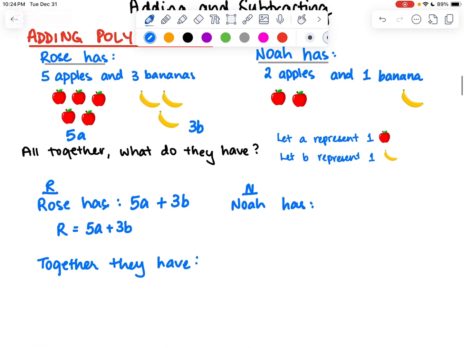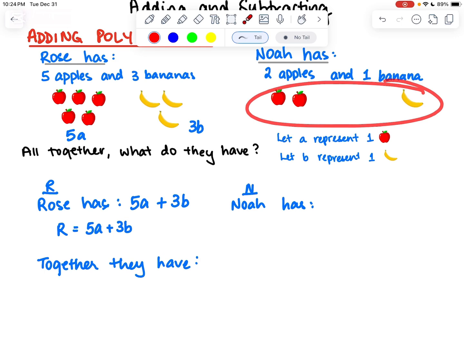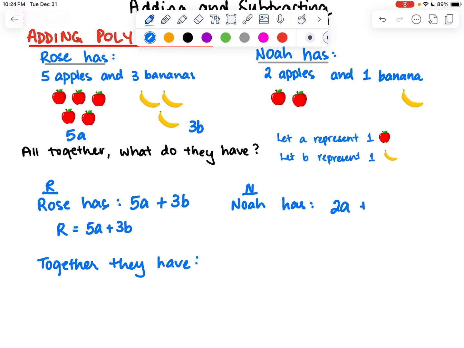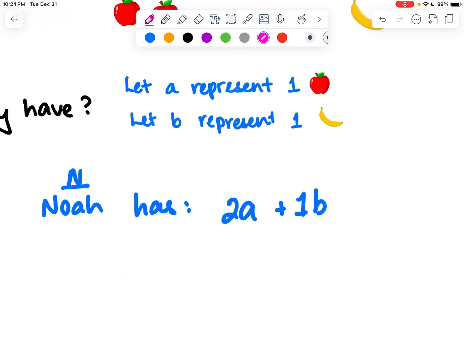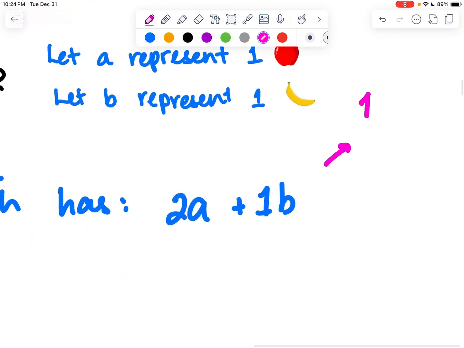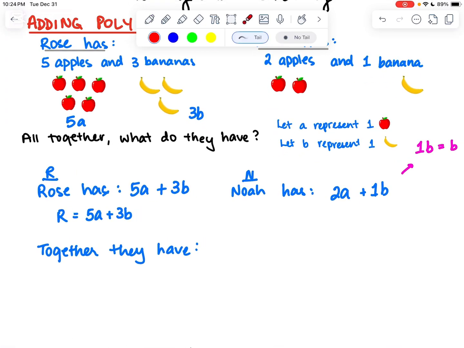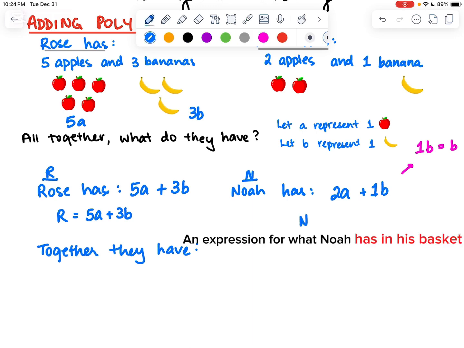So what would Noah have? If we take a look up here, we have 2A for 2 apples plus 1B. And one thing I should let you know is that whether or not I have the 1 there, 1B is the same thing as just B. So if you ever see me write it as just a B, know that there is an invisible 1 that I can always write in if I need to. We just leave our final answers without it. We like things to be as simple as they can. So I can also write an expression for Noah over here if I wanted to.